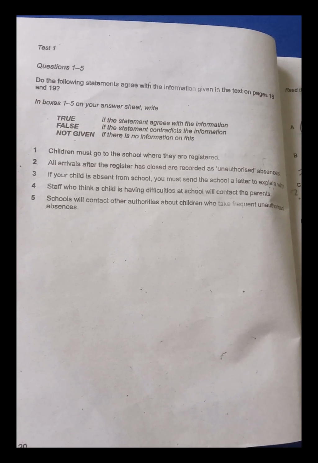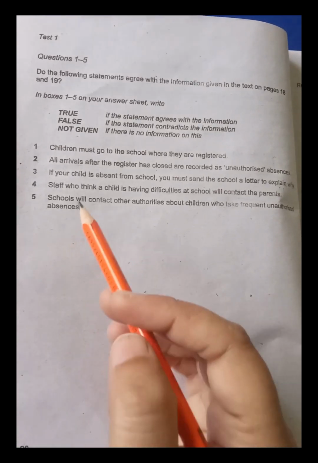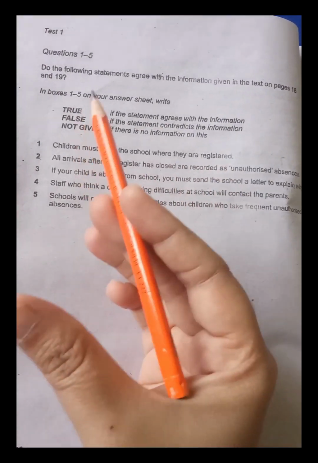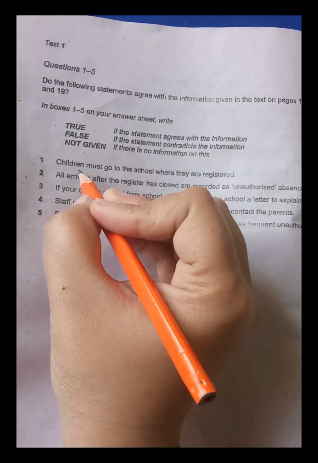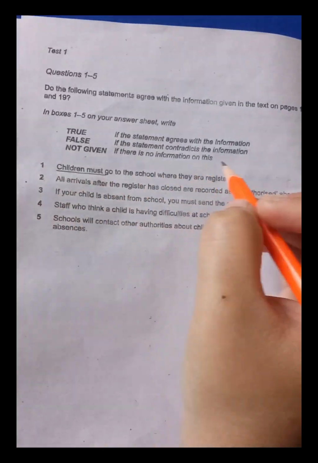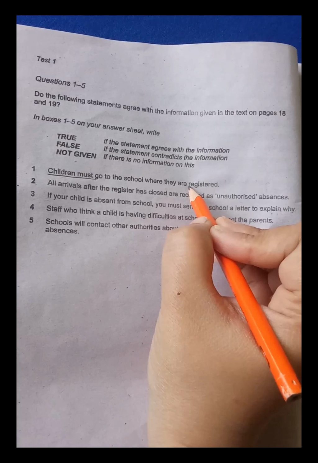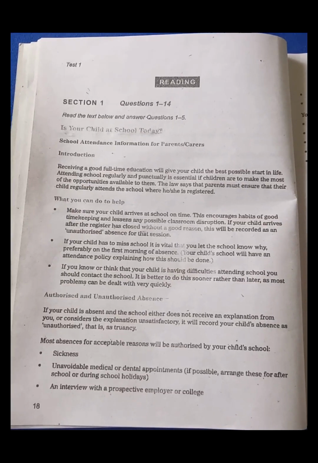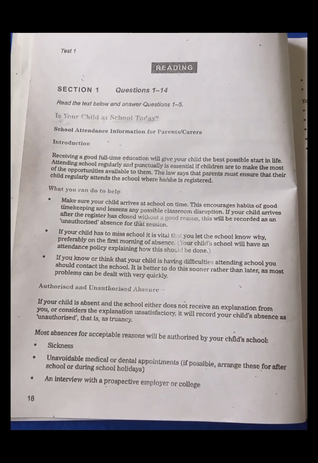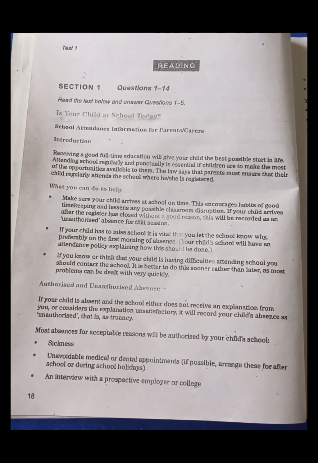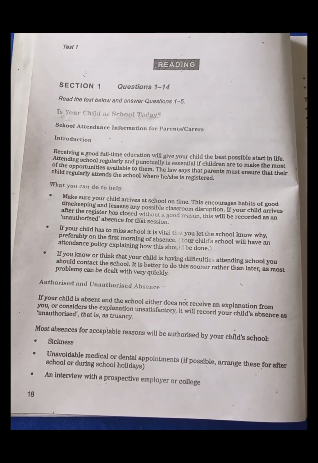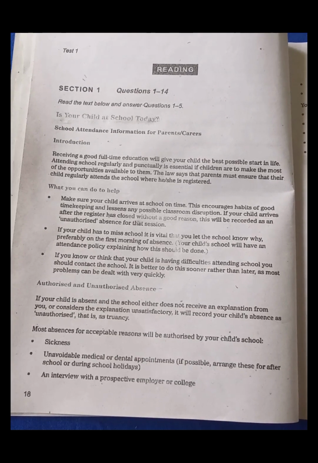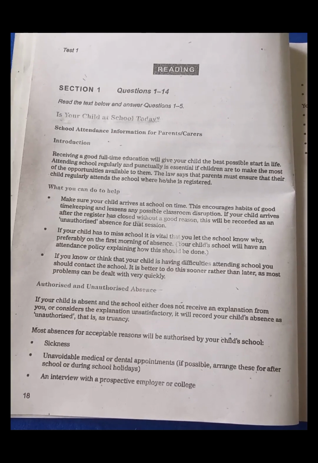So let's read it one by one, then find the answer. Number 1. Children must go to school where they are registered. Now our keywords are children must, and the next one is registered. Right? The very important point is to read the headings randomly to get an idea of what they are talking about. In that way it will be really easy to find the suitable answer.